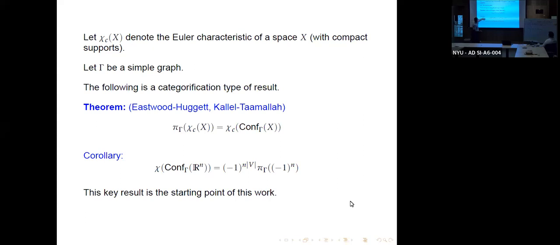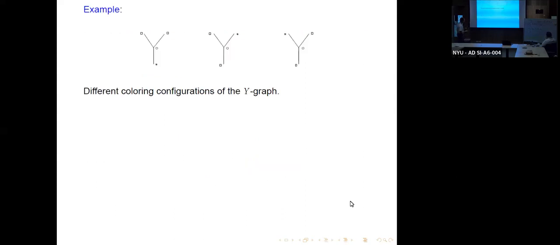So interestingly, you get the topological Euler characteristic from this. Really, this is the starting point of this whole thing. I'll get back to it.